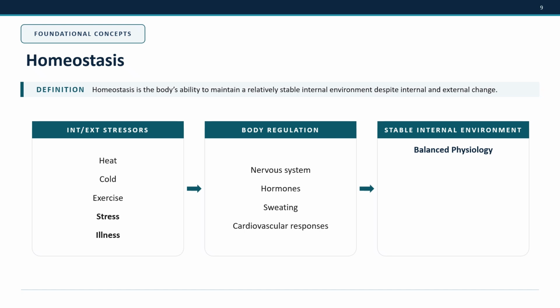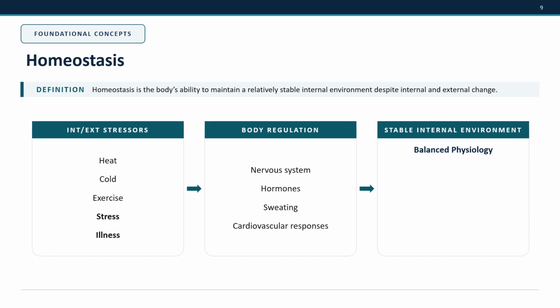Your pH might be dropping a little bit due to some lactate accumulation, and you're going to try to manage that. And then, of course, you can have different types of stress, and you can have different types of illness, bacterial, viral, parasitic, things like that, that you're going to have to try to fight off. So the body's going to use the nervous system, hormones, different thermoregulation tactics, and cardiovascular responses as some examples to regulate some of these stressors.